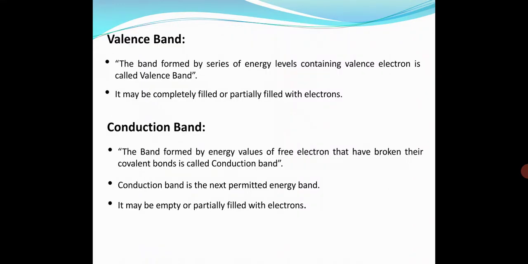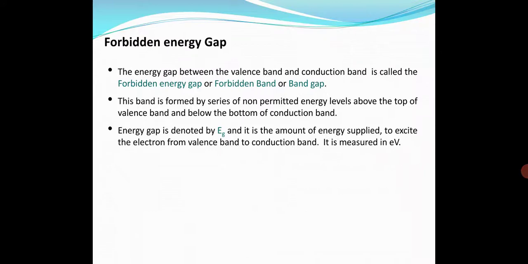Valence band: the band formed by the series of energy levels containing valence electrons is called the valence band. It may be completely filled or partially filled with electrons. Now conduction band: the band formed by the energy values of free electrons that have broken their covalent bond is called the conduction band. Conduction band is the next permitted energy band. It may be empty or partially filled with electrons.